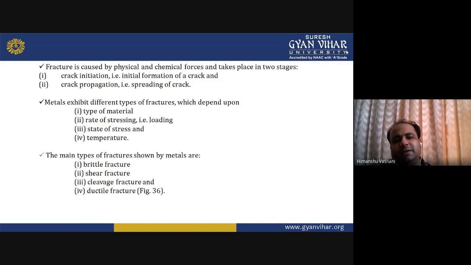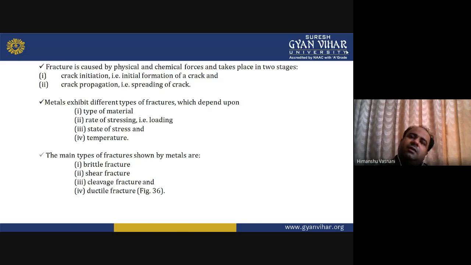Now metals exhibit different types of fractures, which depend upon the type of material, then the rate of stressing or loading, then the state of stress, and then temperature. Depending on the type of material, obviously a harder material and a softer material will have different types of fracture. Why? Because you cannot press a hard material, whereas you can press a soft material. So there is a difference in the type of fracture.